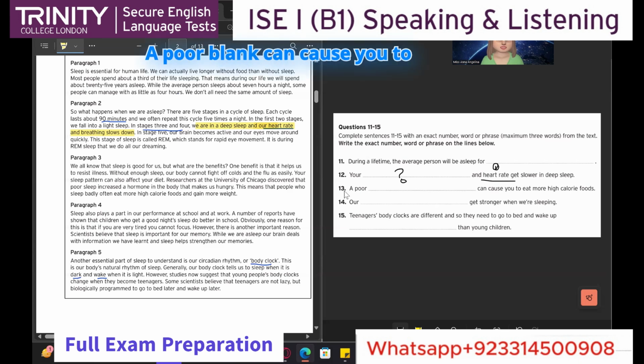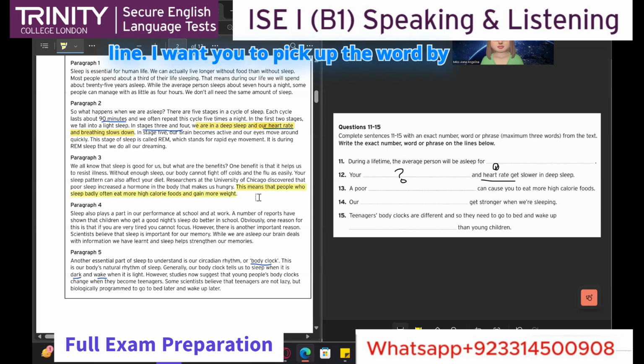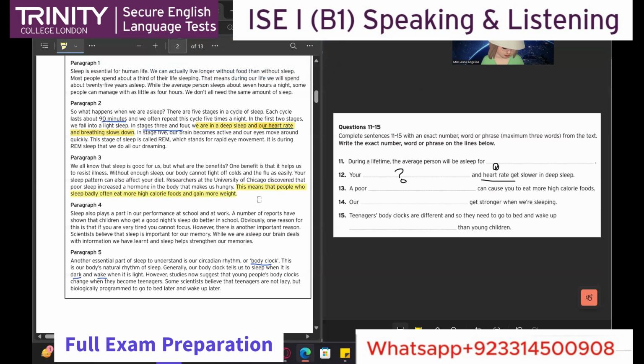Sleep. A poor blank can cause you to have a high calorie, eat more high calorie food. It's all given in this line. I want you to pick up the word by yourself. That means people who sleep badly often eat more high calorie food. It's sleep badly. A poor sleep, okay?